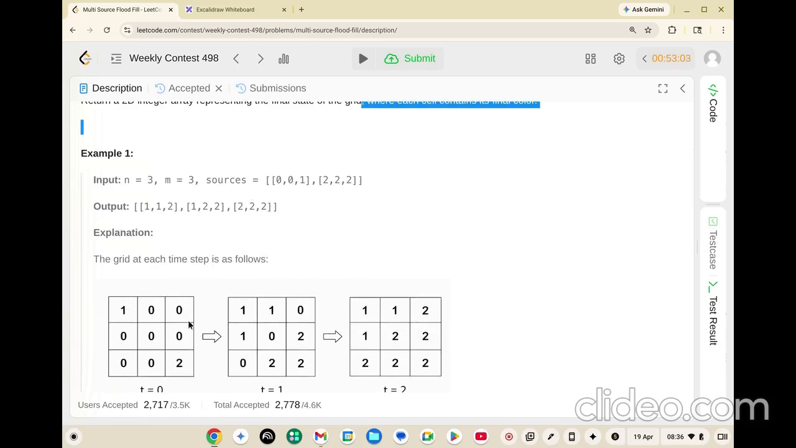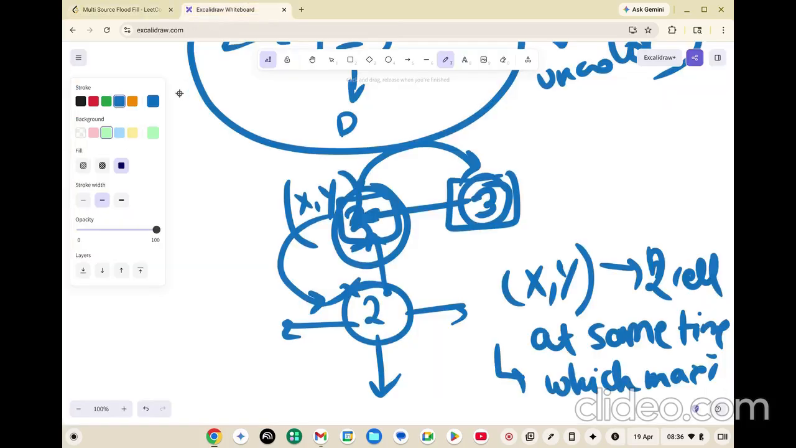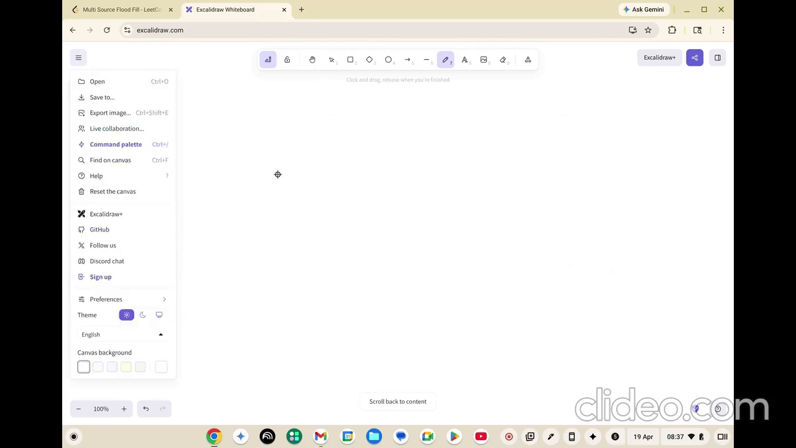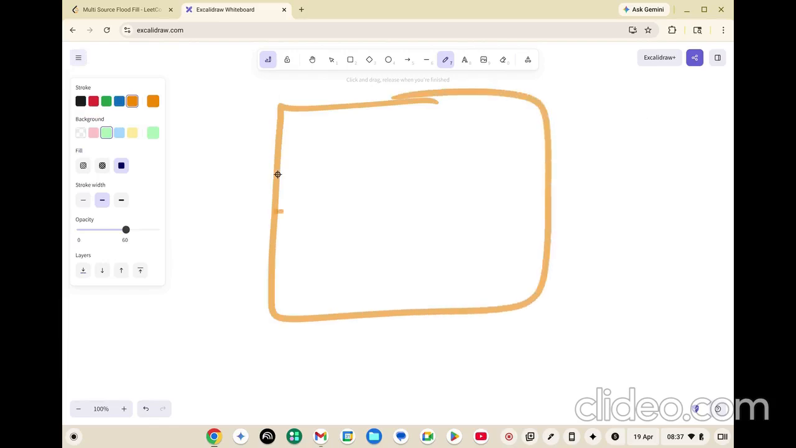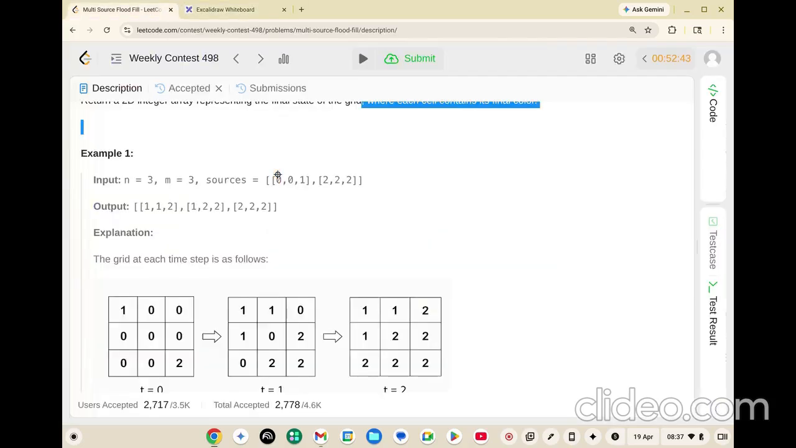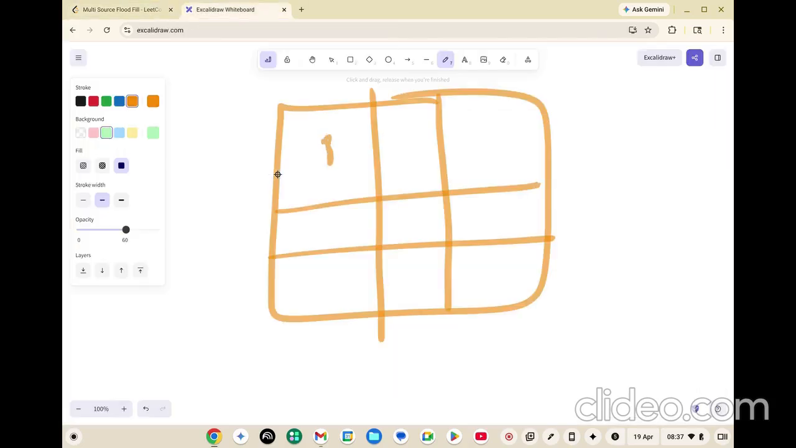It says 1 and 2, the first and the last cell. Let me draw it. Let's take a different color, we will also be changing our colors. Let's say this is a 3 comma 3 grid. The first one is colored 1 and the last one is colored 2. So at time equal to 0, this is the condition. What will happen at time equal to 1? Let's mark it with red.